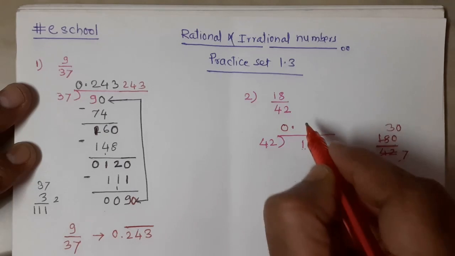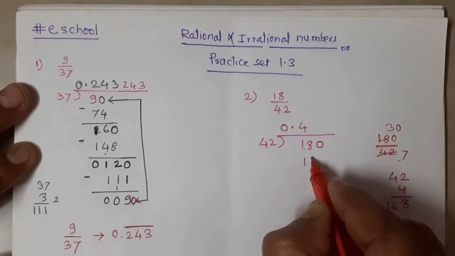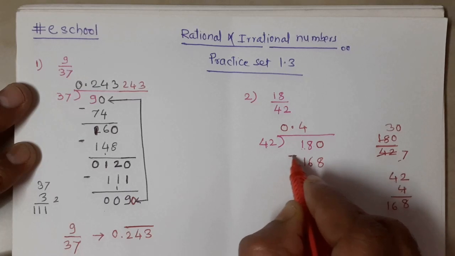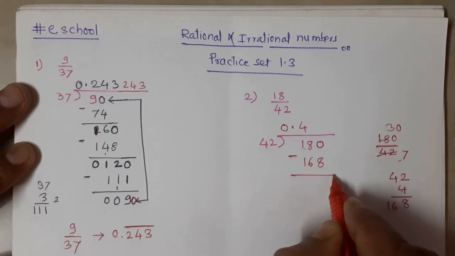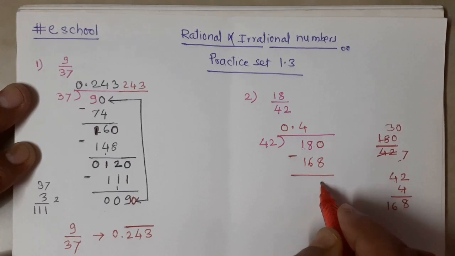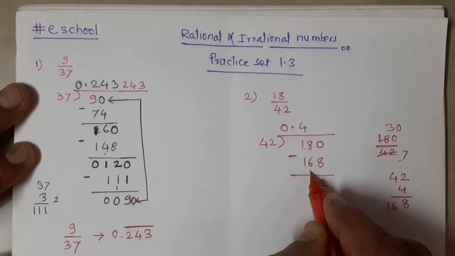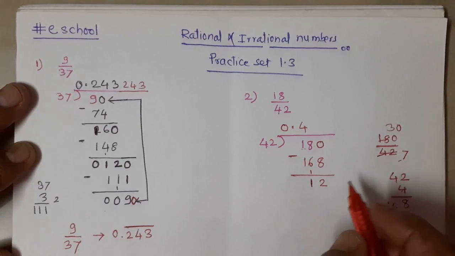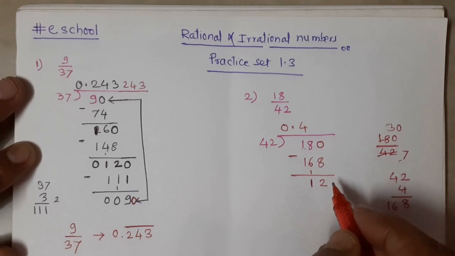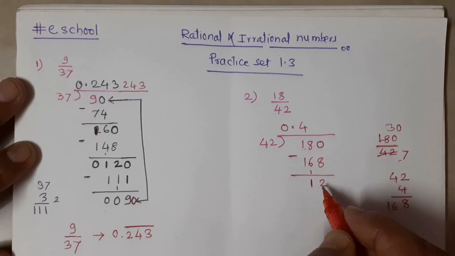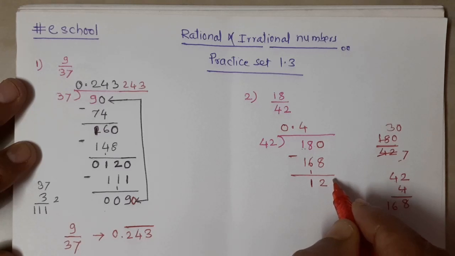that is 168. Okay, we have to subtract it. 10 minus 8 is 2. Again 8 minus 7 is 1. So again we cannot divide 12 by 42, that's why we have to take 0 over here.